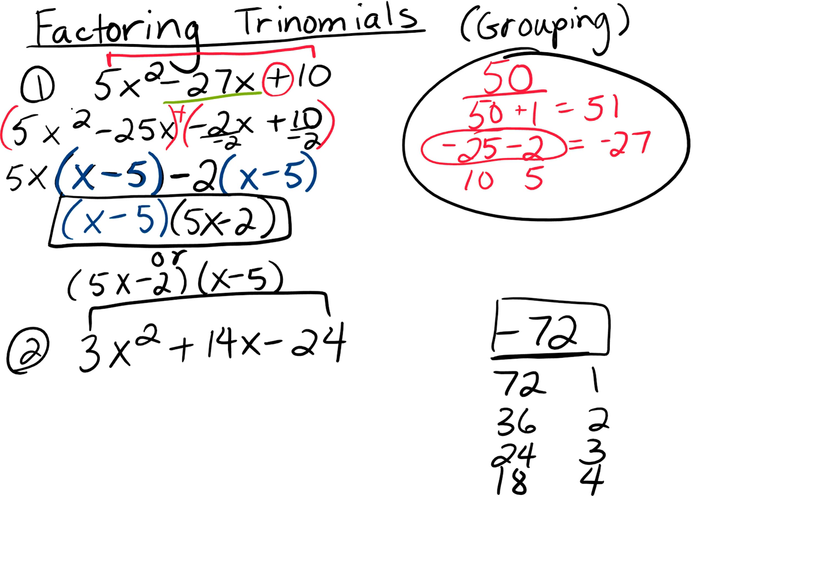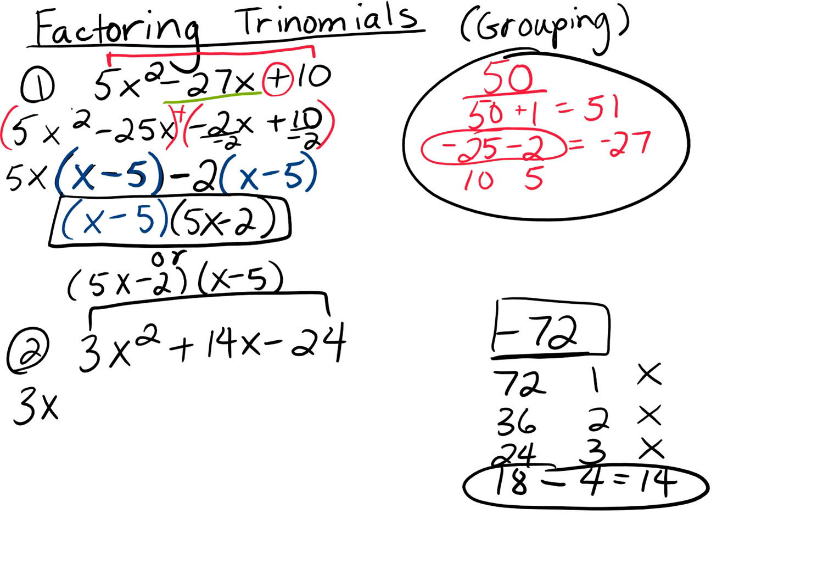So we're looking to get a positive 14. Obviously, subtracting any of these is not going to work. 18 minus 4 does give us that positive 14, and we want the positive 14 from the middle, so we're going to go with that. We'll break it apart. 3x squared plus 18x minus 4x minus 24. And actually, it doesn't matter what order. I could put the minus 4x and then the plus 18x.